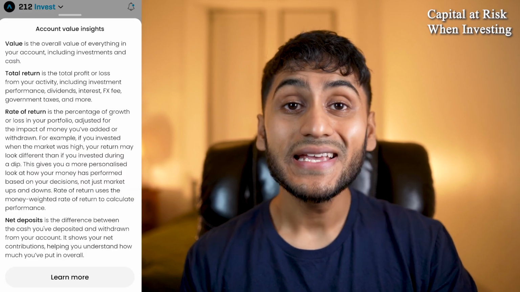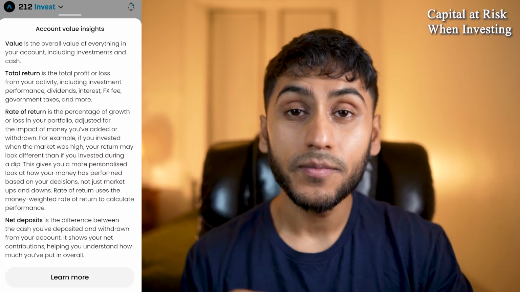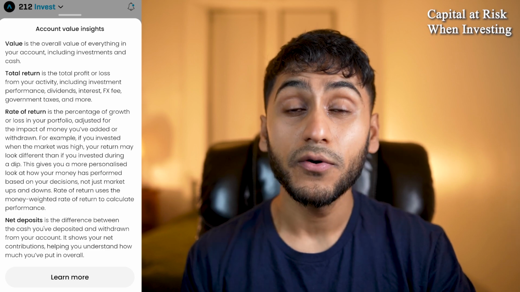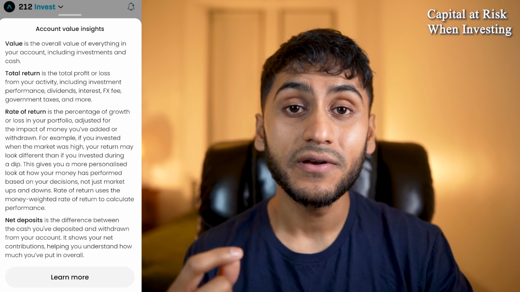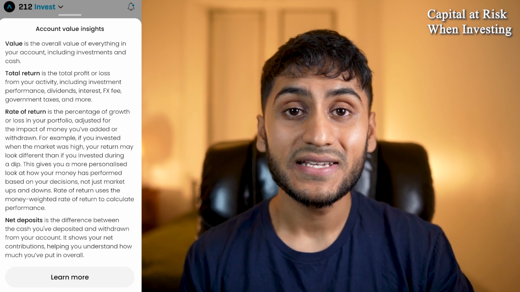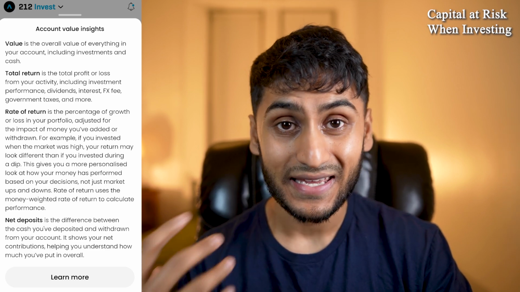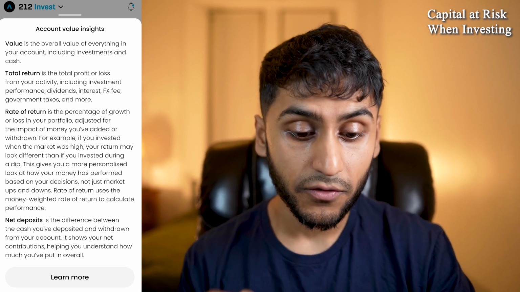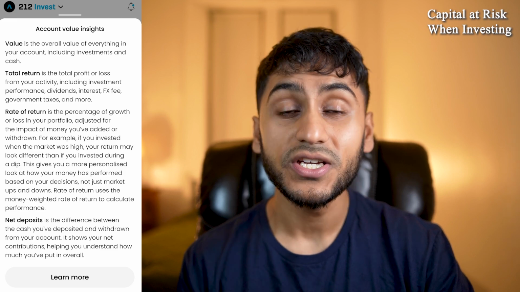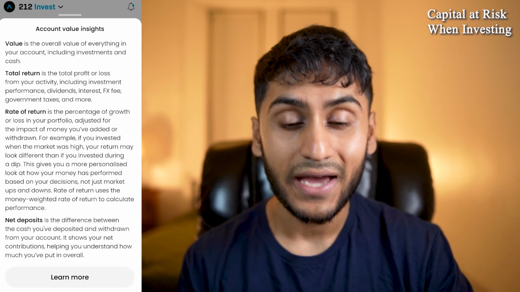Now, total return is the total profit or loss from your activity, including investment performance, dividends that you have received, interest on uninvested cash, any foreign exchange fees taken out, government taxes such as stamp duty and stuff like that taken out, and that is your total return. The rate of return is the percentage of growth or loss in your portfolio adjusted for the impact of money you've added or withdrawn.